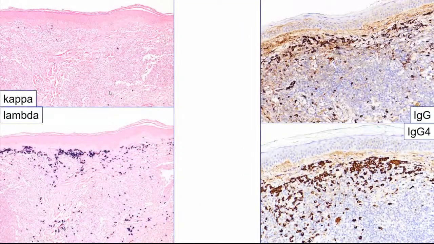Now, when we have in situ hybridization for kappa and lambda, we see that there are only very rare kappa positive cells, but many lambda positive cells. So that's very convincing for a monotypic population of lambda positive plasma cells. When we looked at staining for heavy chains, we found that most of the plasma cells are IgG positive, and not only are they IgG positive, but they're IgG4 positive, and you can see that there.